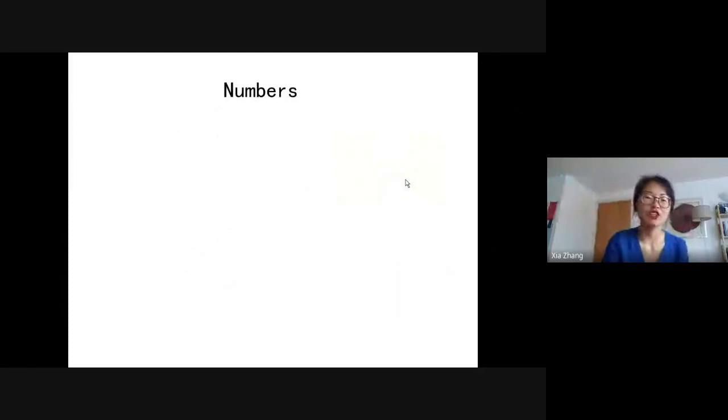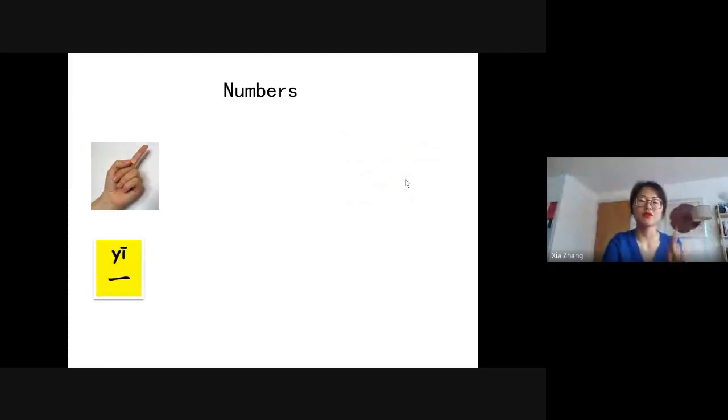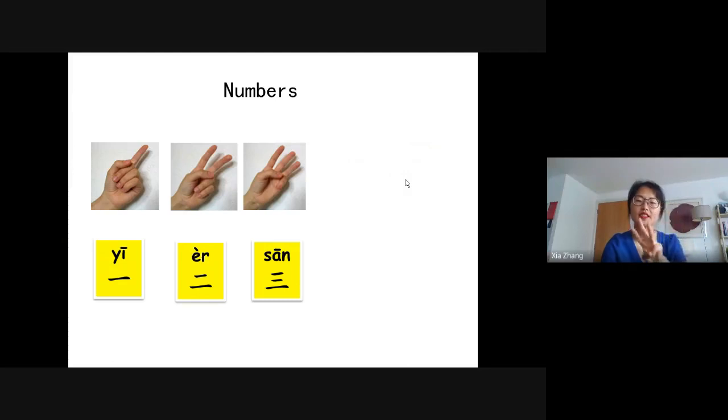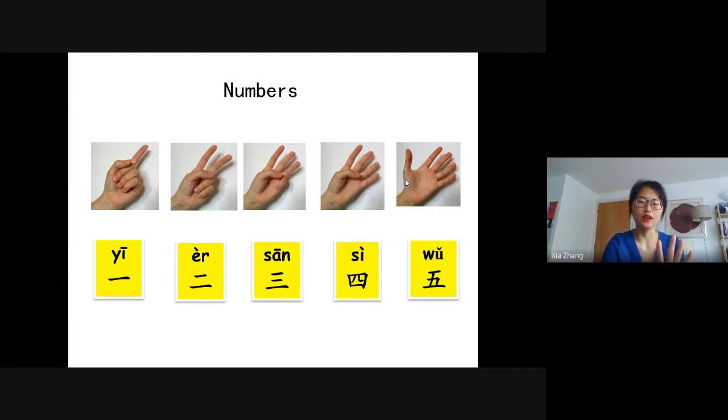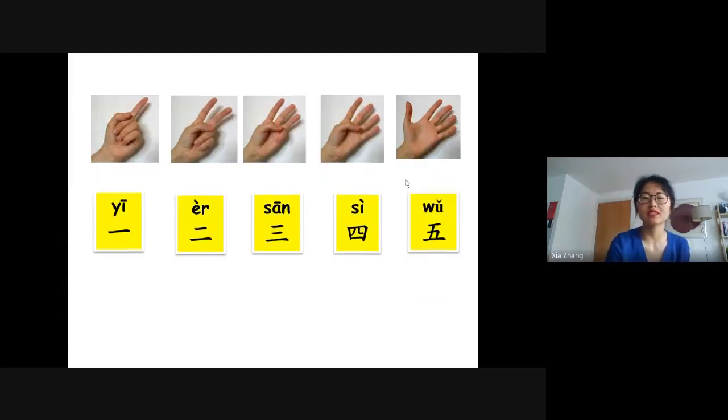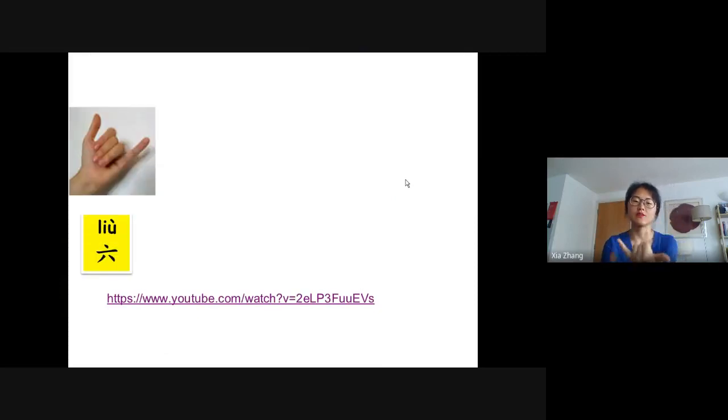So let's have a look. In Chinese, we use fingers to count and to learn numbers. For example, let's do yi. Can you follow me and do it together? Yi, er, okay? Number 3, san. Number 4, si. Number 5, wu, okay? Do you think I remember? Let's do it together. Number 1, yi. Number 2, er. Number 3, san. Number 4, si. Number 5, wu, okay? Number 6 should be this way, like liu.